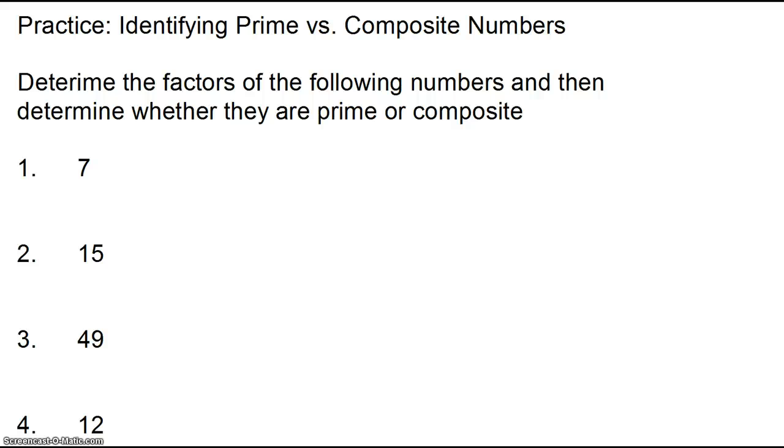Alright, so number 1 is 7. If I'm making my factor tree, I know that 1 and 7 is my first factor pair. Anything else can go in there? Does 2 go into 7? Does 3 go into 7? Does 4 go into 7? Nope. So the only factors of 7 are 1 and itself, which makes this a prime number.